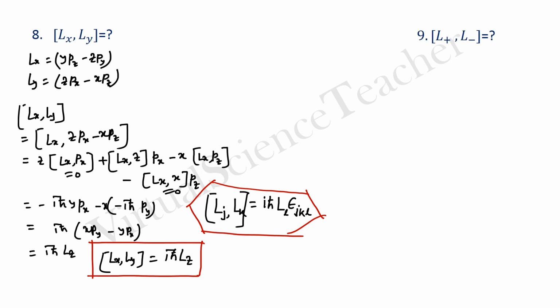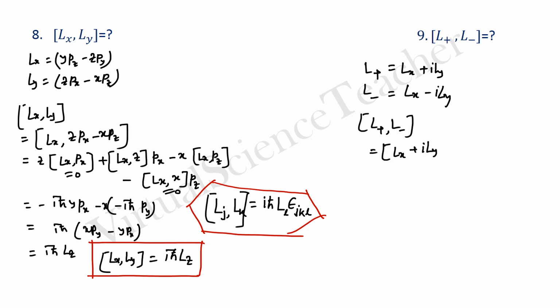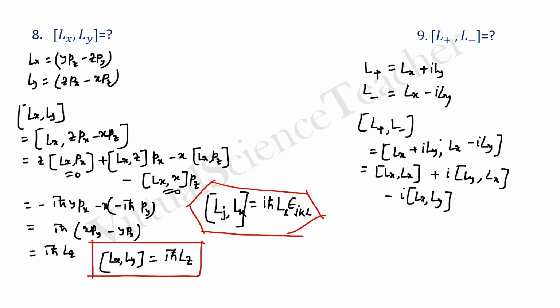Okay, whatever. Now let's check what happens for L plus and L minus. What is L plus? I have already observed that L plus equals Lx plus i Ly, and L minus equals Lx minus i Ly. So I can easily try to commute it. This gives us Lx plus i Ly, Lx minus i Ly. Just like A plus B comma C, this is Lx comma Lx plus i Ly comma Lx minus i Lx comma Ly, plus i square equals minus 1, that means plus Ly comma Ly.